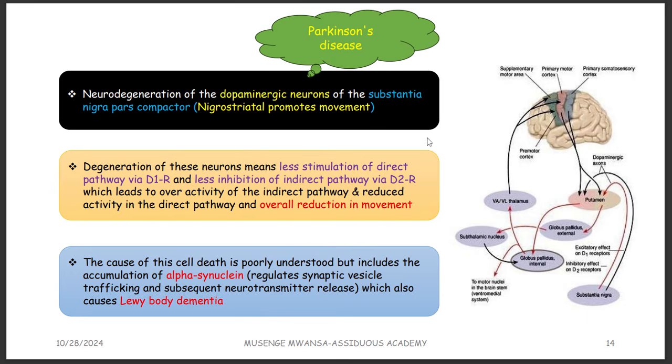Remember the substantia nigra pars compacta was producing this dopamine that was stimulating the direct pathway and inhibiting the indirect pathway. So the neurons from the substantia nigra, remember how they were connecting, they were going to the striatum, and that's known as the nigrostriatal pathway because we're going from substantia nigra pars compacta to the striatum. So there is neurodegeneration of these neurons which produce dopamine.